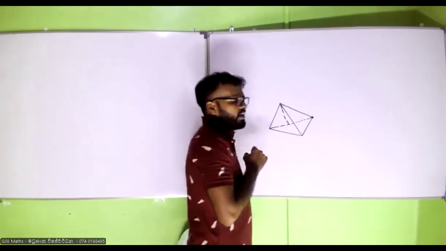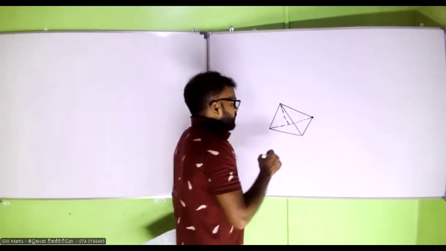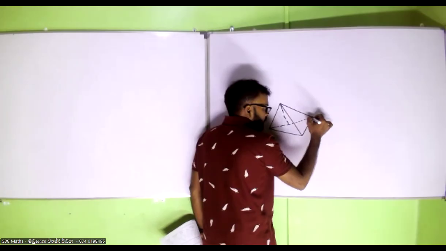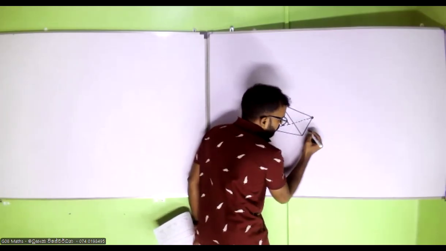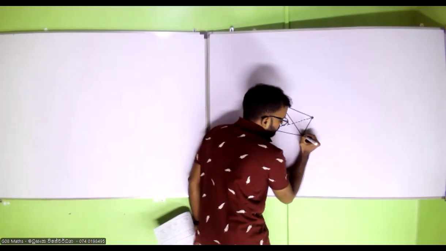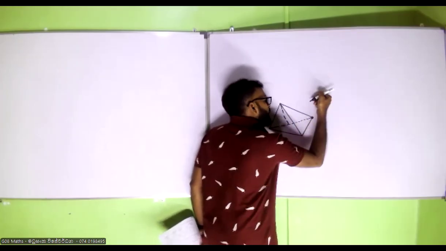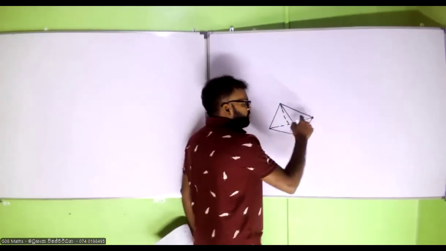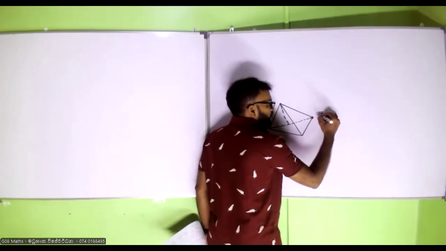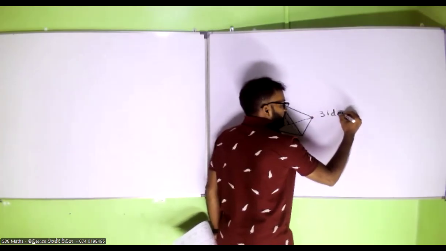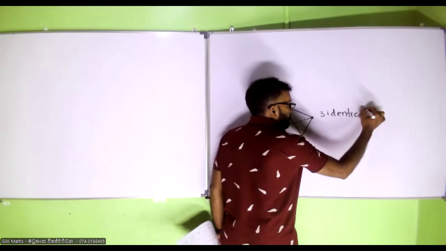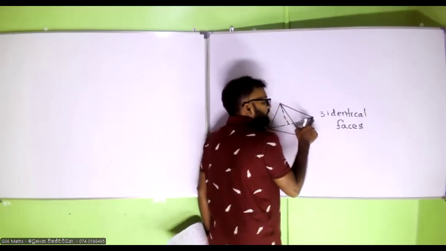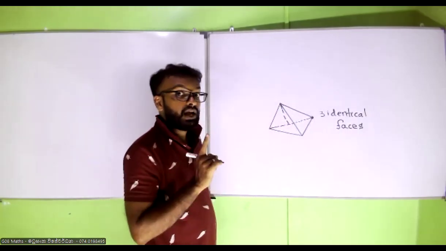So normally for a tetrahedron, if we consider this vertex, we have one face, and below we have another face, this one, and backward we have another face. How many faces are there? Now three faces, three identical faces meeting at this vertex.